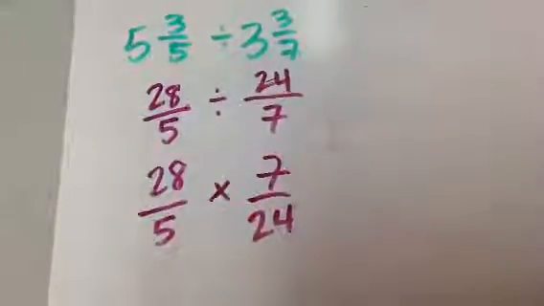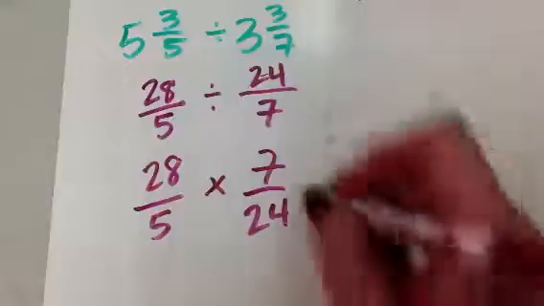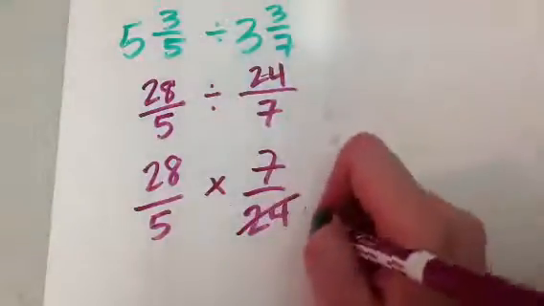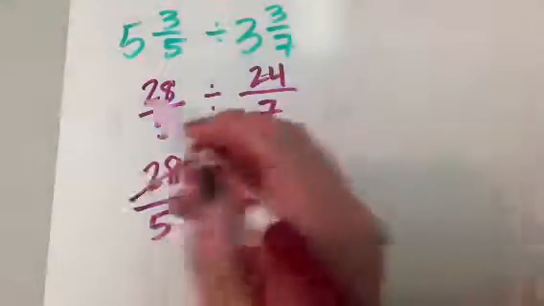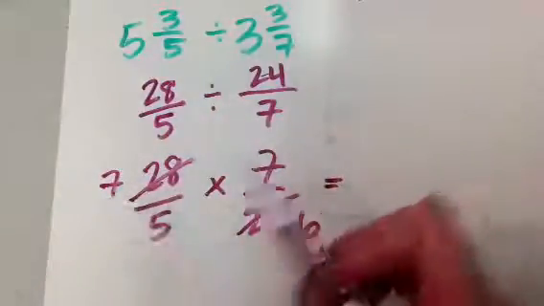Okay? So again, anything I can cross-cancel here? Well, I can take a 2 out of both 28 and 24, right? Can I take anything bigger out of there? Oh yeah, I can take 4 out of those, can't I? 24 divided by 4 is 6. 28 divided by 4 is 7. Look at that. And now I can't do anything this way, right?